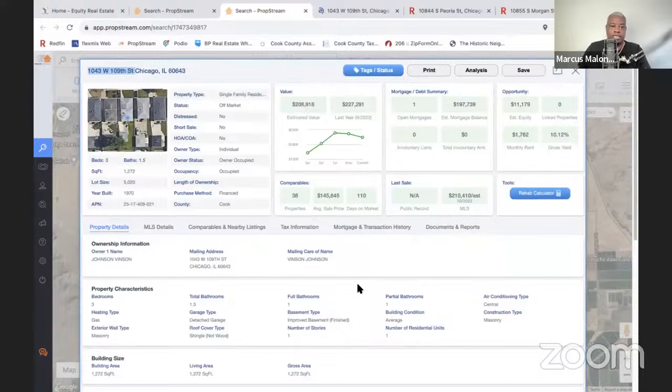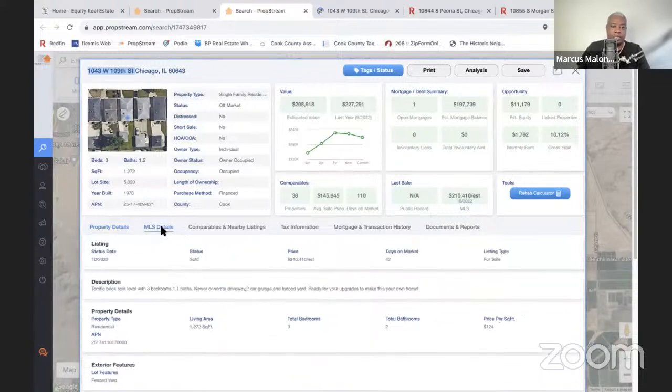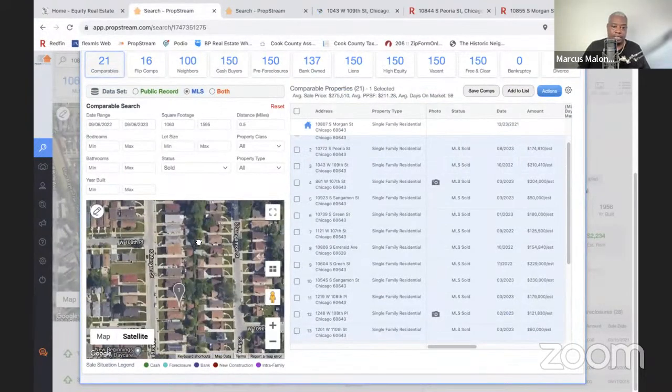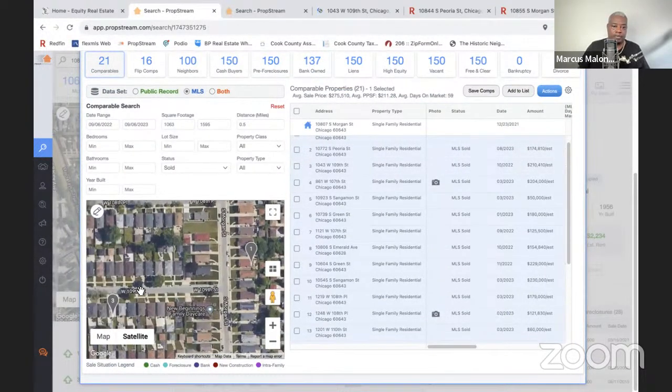Okay. But one of the things that we were confused about was looking at this sold for 210. So why would this one sell for 210 and our subject property sold for 270? And it's literally a few blocks away. Let's see, not even a few blocks away. This is right around the corner. And this is the reason why.